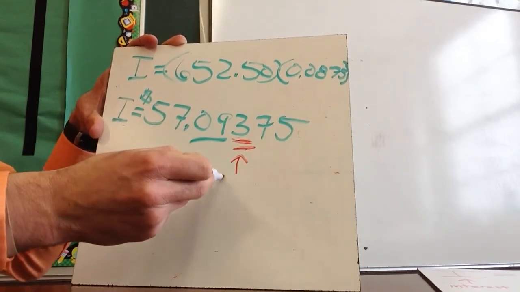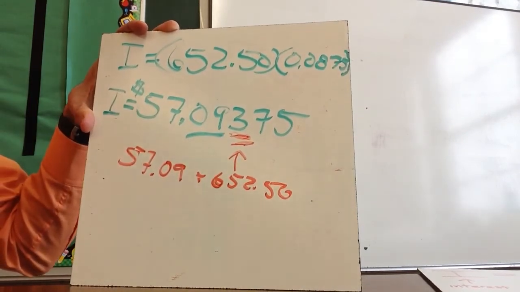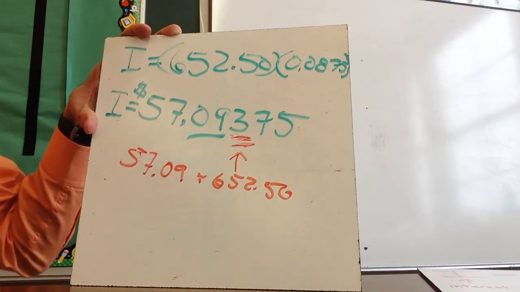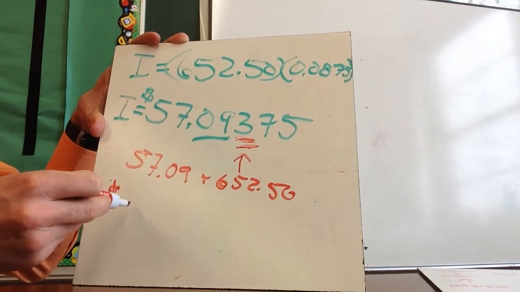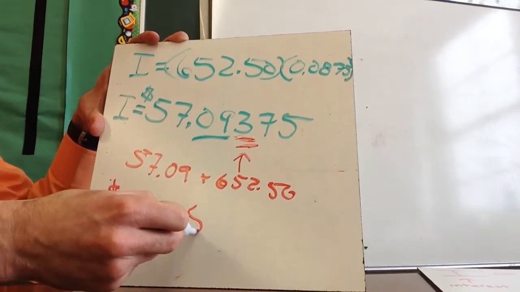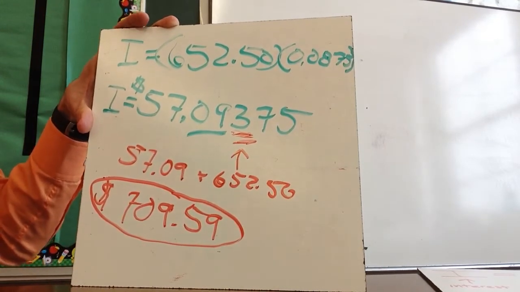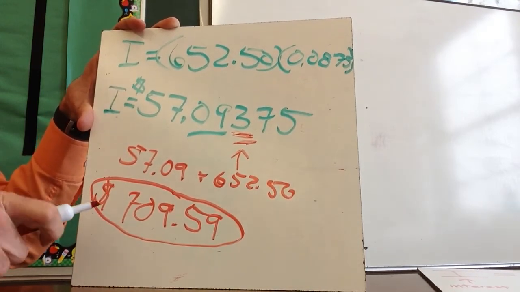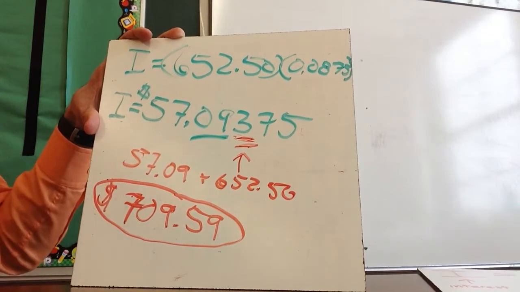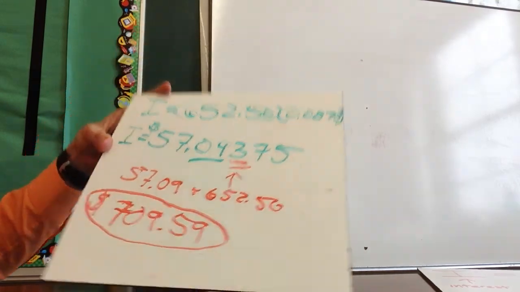So my interest is $57.09. But remember, now I need to add that to what I had at the start of the year, which was $652.50. And so when I add that and the $57.09, I end up with a total of $709.59. So $600 invested at 8.75%, compounded annually for 2 years, will give me, at the end of those 2 years, I will have gone from $600 to $709.59.